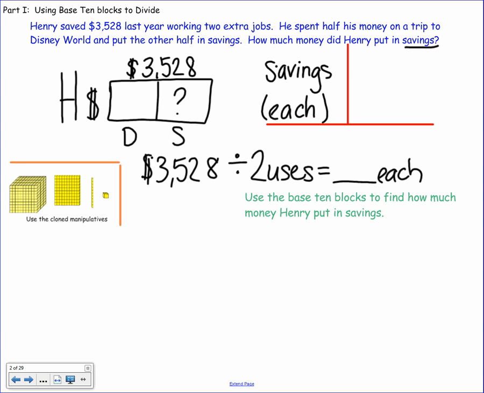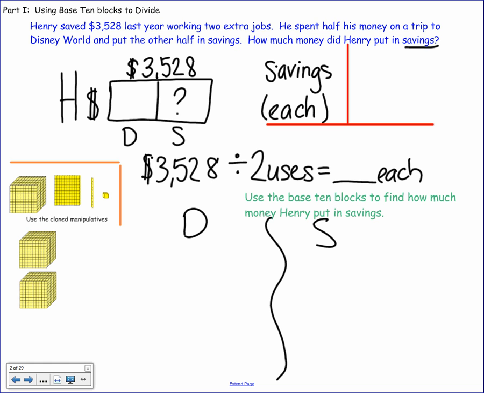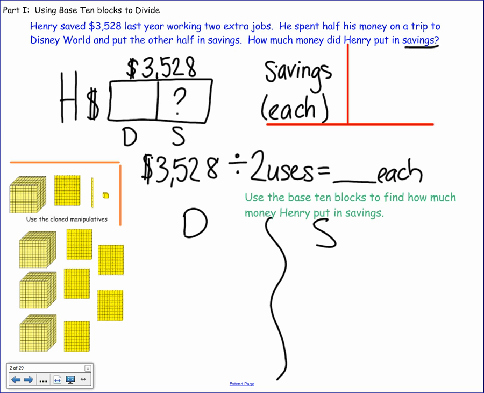Okay, so before we went into the area models, I showed them how to use the manipulatives in dividing. So I'm going to do the same with this video. So I have Disneyland and savings. I made my 2 groups, and now I'm going to use the manipulatives to create my number. So I had 3,528.